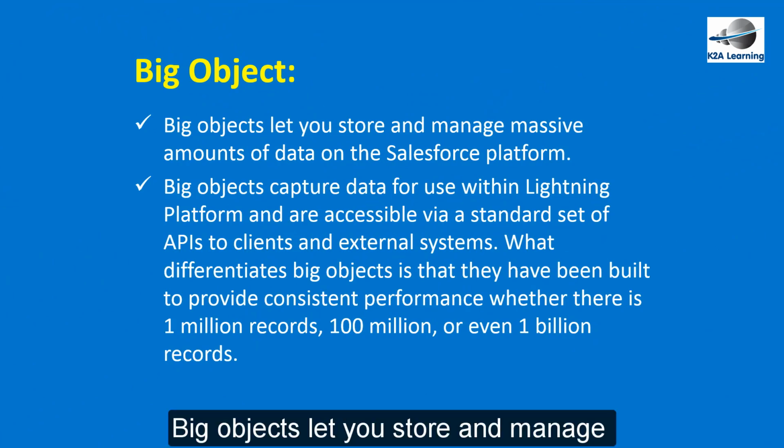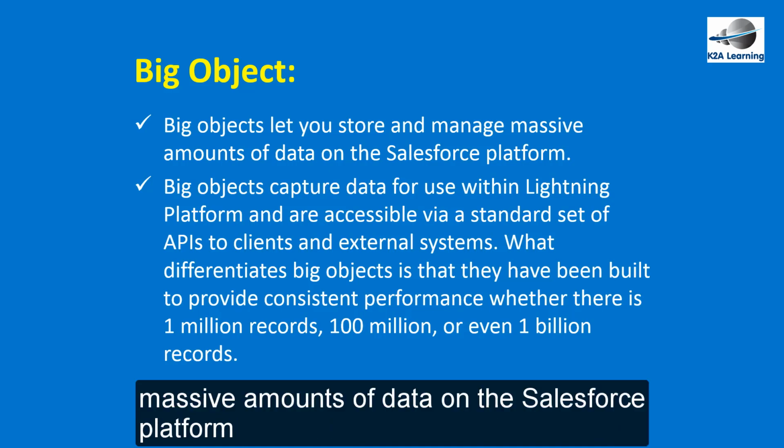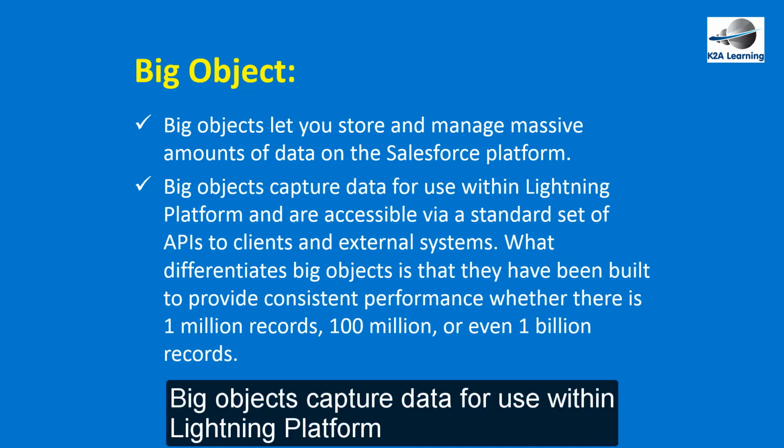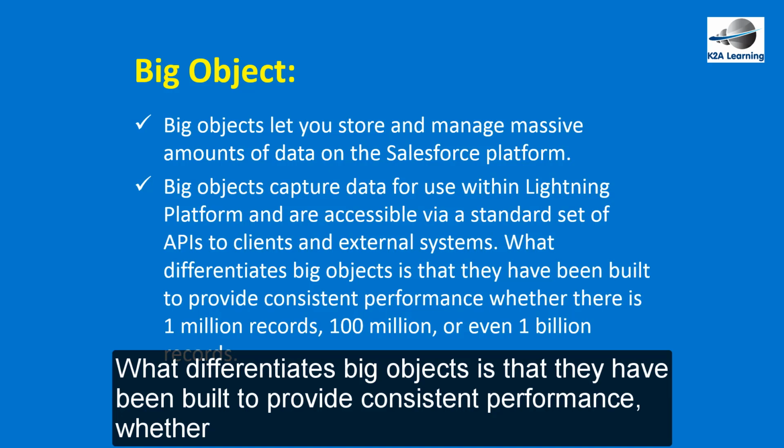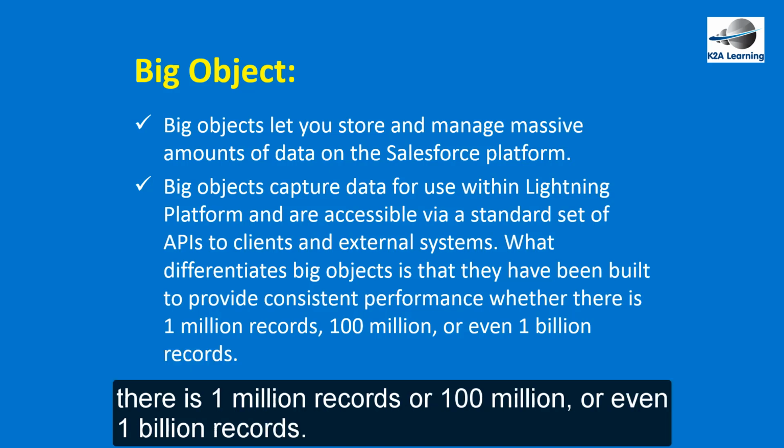Now the last type of object is big object. Big objects let you store and manage massive amounts of data on the Salesforce platform. Big objects capture data for use within Lightning platform and are accessible via a standard set of APIs to clients and external systems. What differentiates big objects is that they have been built to provide consistent performance whether there are 1 million records or 100 million or even 1 billion records.